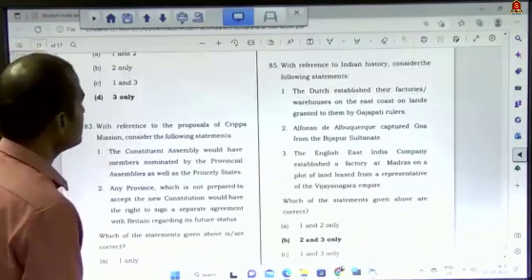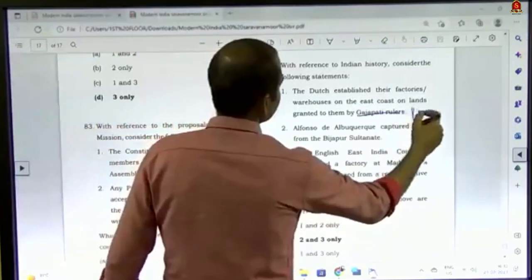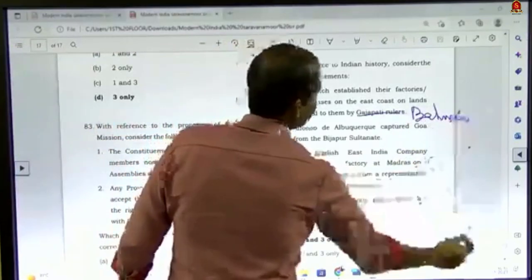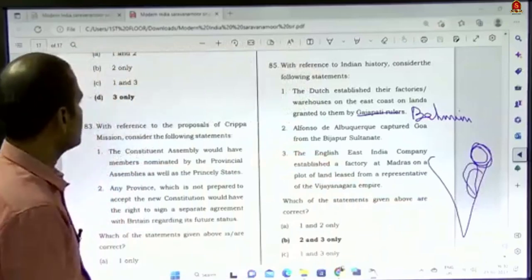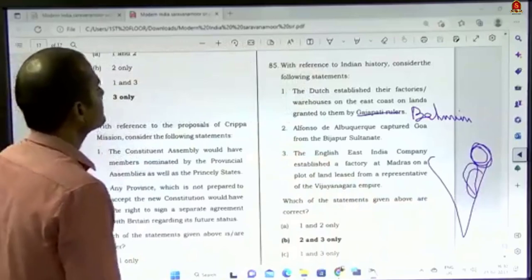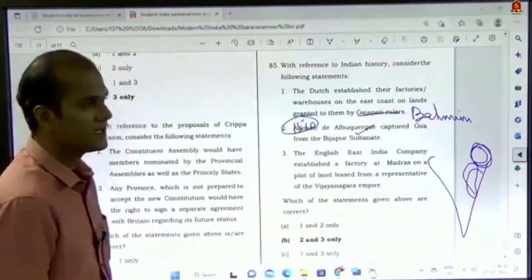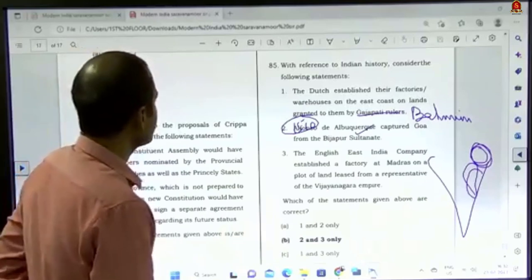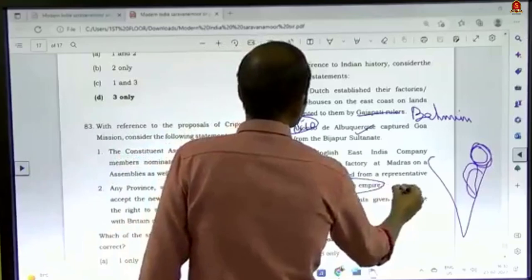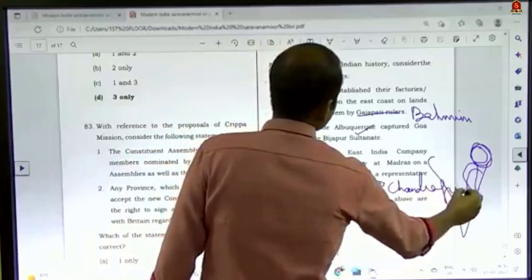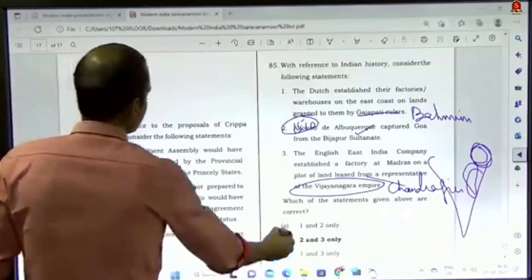This is another question. The Dutch established their factory warehouse on the east coast on land granted to them by Gajapatis. Not Gajapatis, here it is Bahmani. Even though Gajapatis were ruling little north, the Ganjam district here in Orissa, immediately below that, Bahmanis, Golconda. So, first statement wrong. Alfonso de Albuquerque captured Goa from Bijapur ruler. It's very famous, in 1510. The first Indian settlement occupied by a European after Alexander the Great. The English East India Company established a factory at Madras on the plot of land leased from a representative of Vijayanagar. Yes. Representative of Vijayanagar is Raja of Chandragiri. From Chandragiri only they got the land, the present place called Madras, St. George Fort. Answer is B.